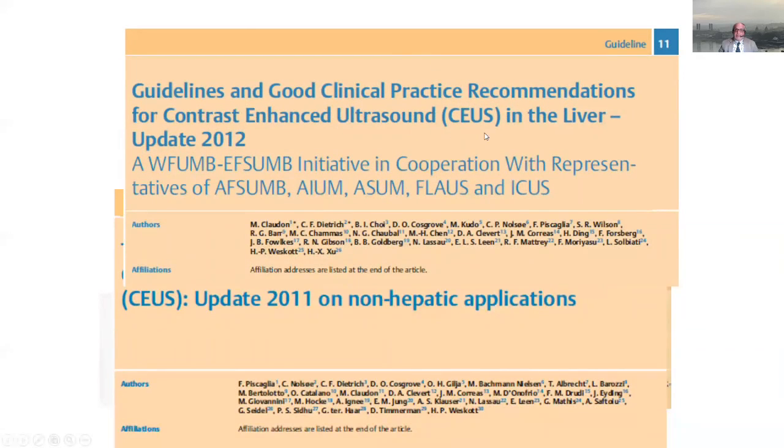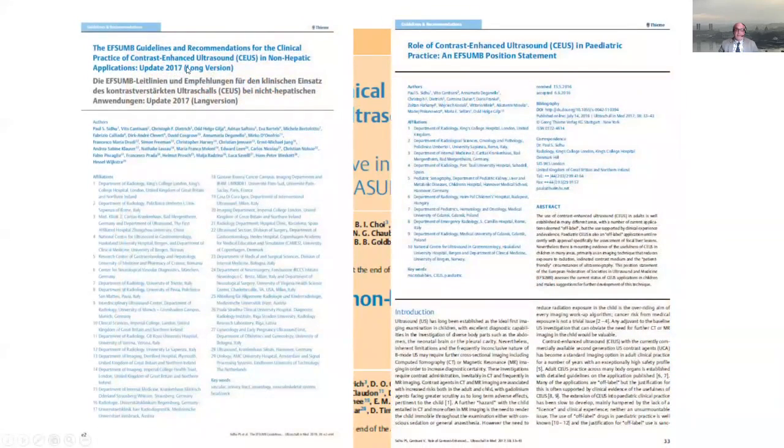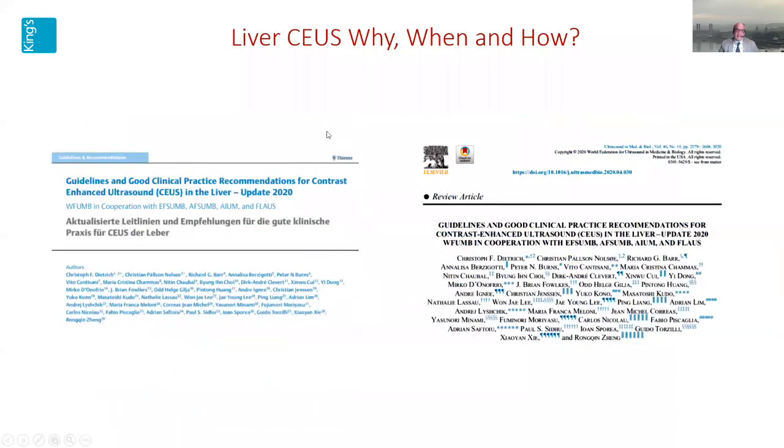2012 saw the third in line of the liver contrast-enhanced ultrasound documents, with further documents on an update on the non-hepatic applications in 2017. A position paper on pediatric practice was also issued, but this is what the latest guidelines produced are, published both in the European Journal of Ultrasound and Ultrasound in Medicine and Biology, which is the parent publication of all the world's societies in ultrasound. The importance of these guidelines should not be underestimated. They're seen as the benchmark for all contrast-enhanced ultrasound examinations of the liver.